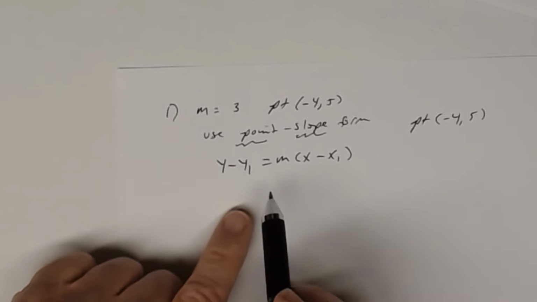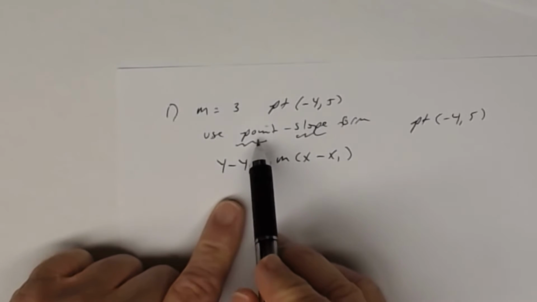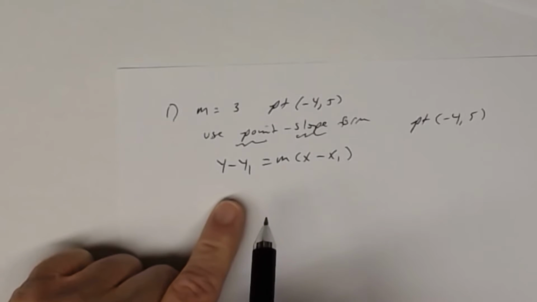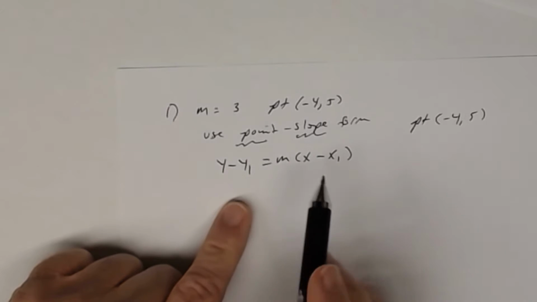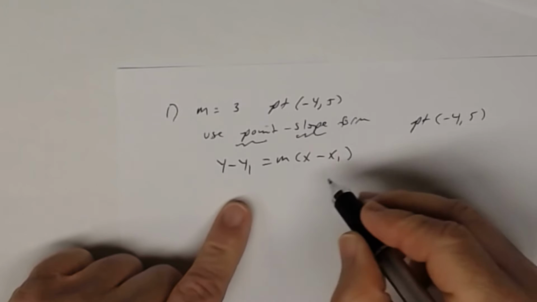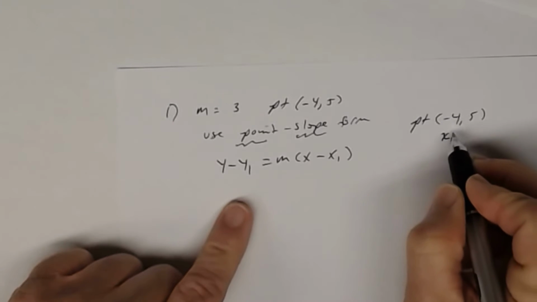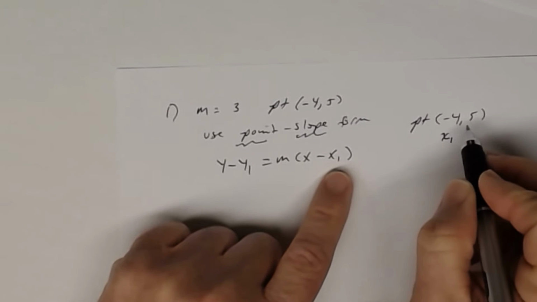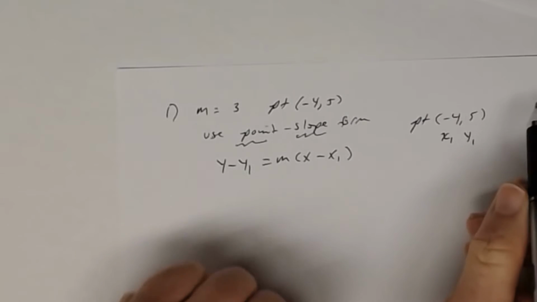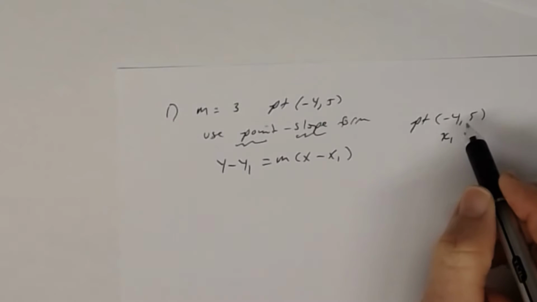All right, so remember, in order to use point-slope form, you're going to have to substitute the point into this equation and the slope into this equation. Now, when substituting the point, this is the point here. When substituting the coordinates into this equation, -4 will be substituted for x1, and then 5 will be substituted for y1. It's always a good idea to label x1, y1. All right, so now we're going to substitute.